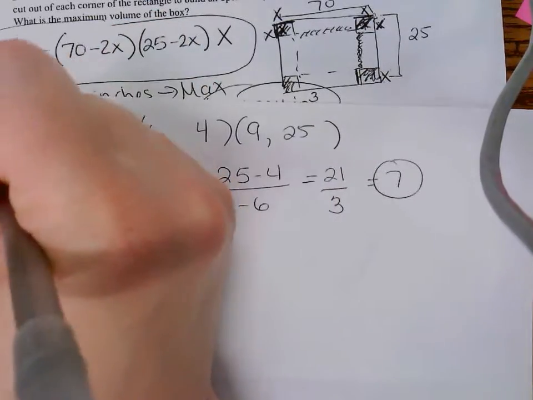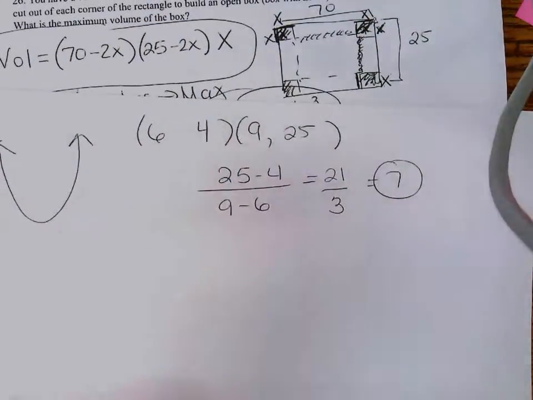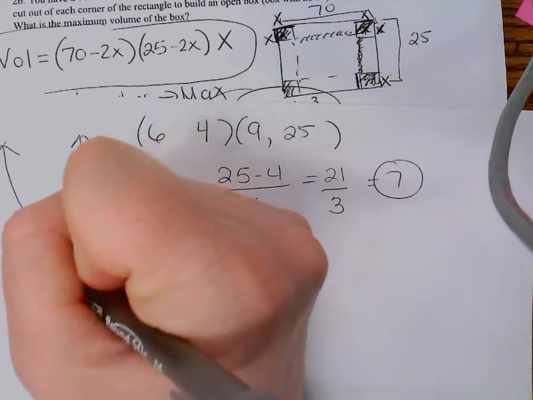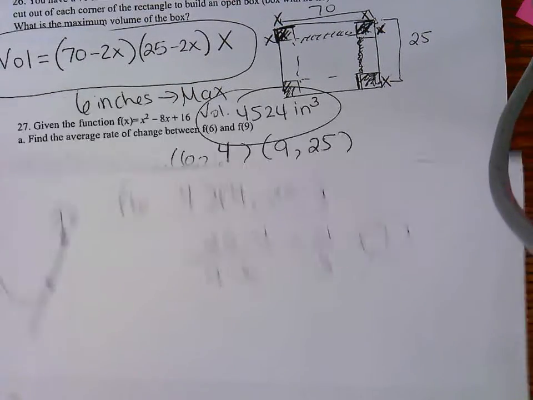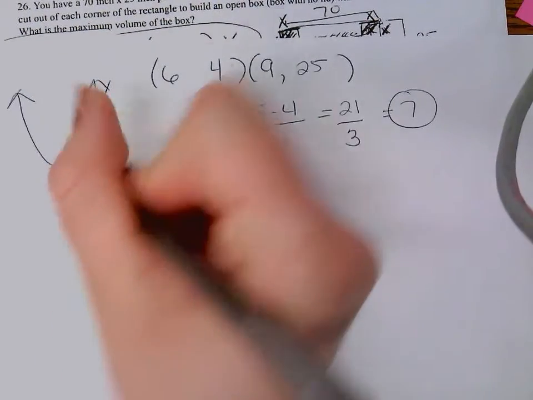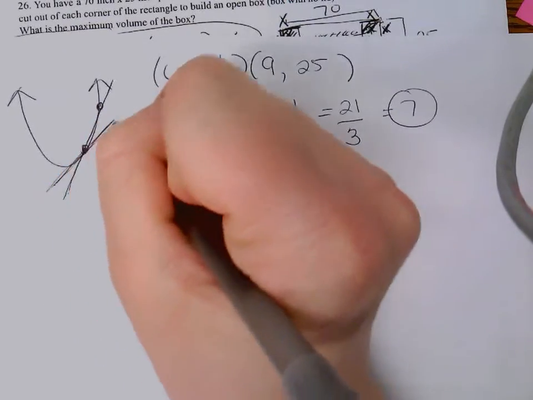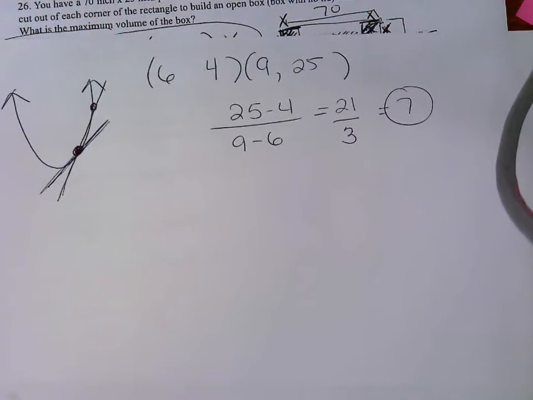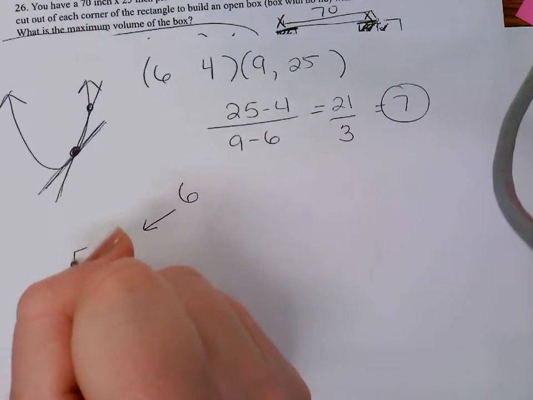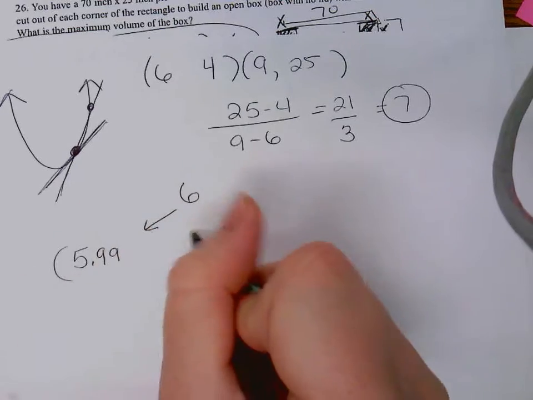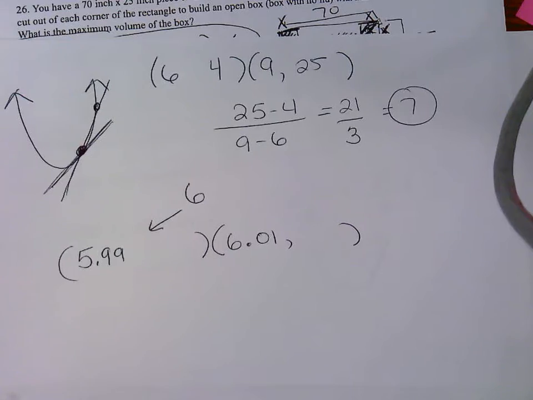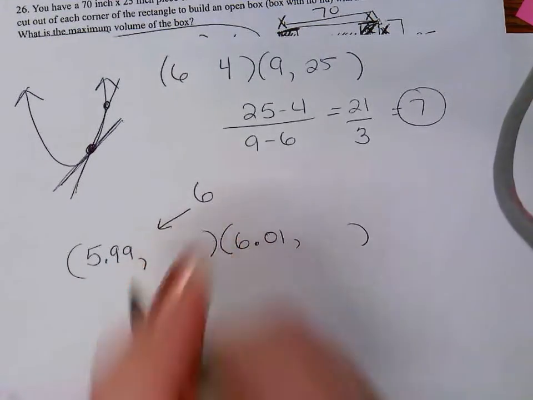What that means on this parabola, I don't know exactly where 6 is and at 9, but the slope between those 2 points is a slope of 7. Now they want you to find just the instantaneous rate of change at 6. So if this is 6, now I want the slope that just goes through that 1 point. So how can you find slope if you just have 1 point? You want to use 5.99 on one side of 6 and 6.01 on the other side of 6 to get the instantaneous rate of change.